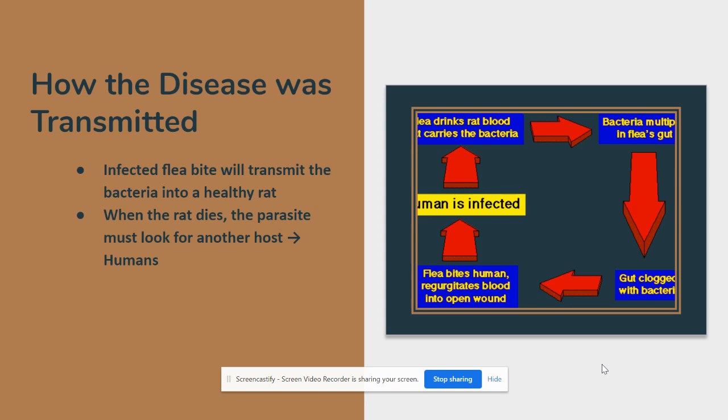So, how exactly was the disease transmitted? So, the infected flea will transmit the bacteria into a healthy rat by biting the rat. And when that rat then dies, the parasite must look for another host, another warm blooded host, and that would be humans. And so eventually, when the flea would get onto humans, the fleas would bite the humans, regurgitate its blood into an open wound, and that's how humans would get infected with this disease.